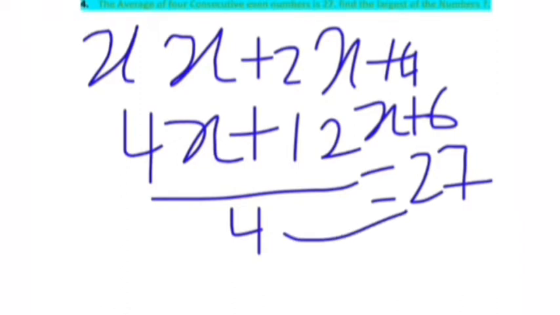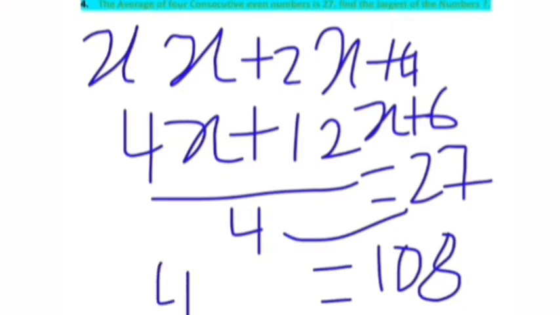So 27 into 4 is 108. So 4x plus 12 equals 108.